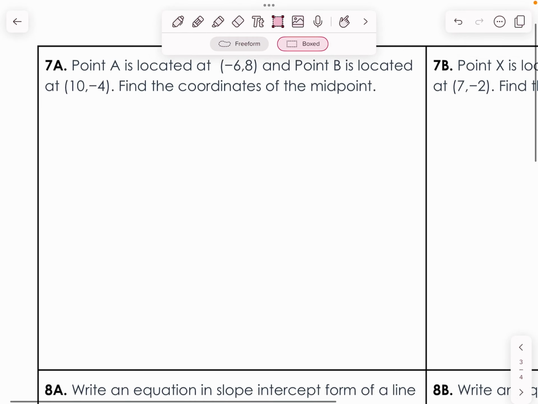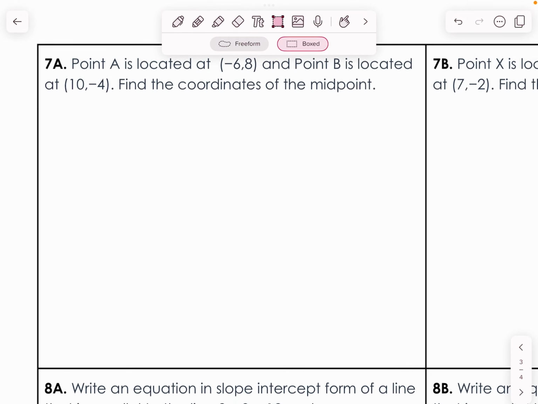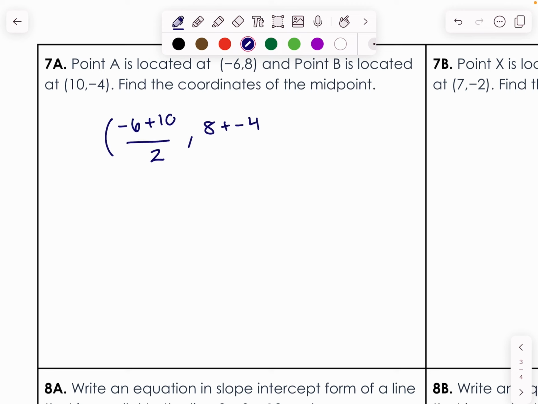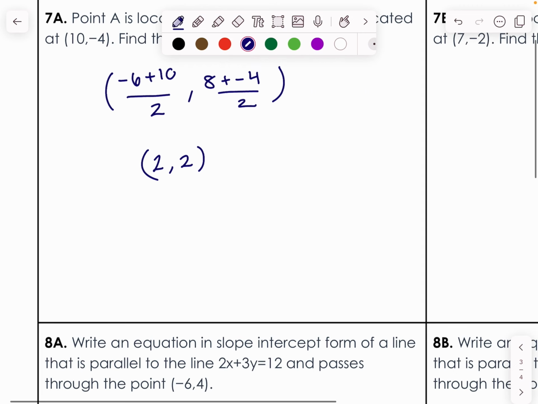Okay, so then for 7A, we're trying to find the midpoint given 2 endpoints. So we're going to go ahead and use the midpoint formula. So I'm going to add my x values together, divide by 2, add my y values together, divide by 2. All right, so -6 plus 10 is going to be 4, and then 4 divided by 2 is going to be 2. All right, then 8 plus -4 is 4. 4 divided by 2 is 2 as well. All right, and then y'all would do 7B.